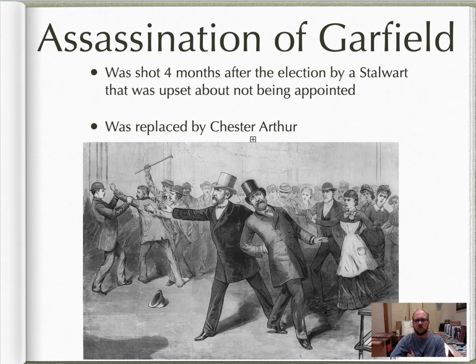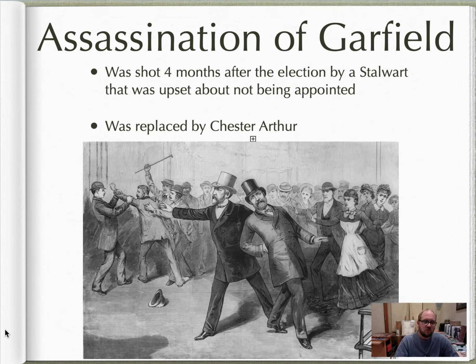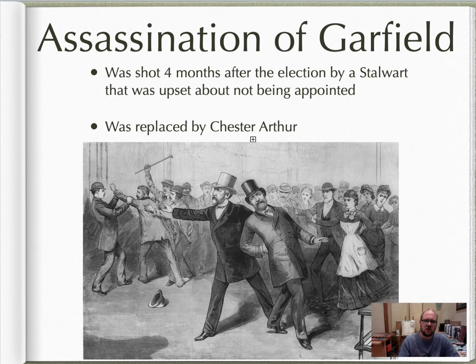Early on in Garfield's presidency, he will be shot by an individual who thought he was slighted by not getting a government appointment. He was shot on a train platform, and he will be alive for several months. He was shot 4 months after an election, and he will be alive for another 4 or 5 months. Most likely, the reason why he died was not because of the gunshot wound, but because of the doctors constantly using bad sanitation techniques and probably causing Garfield to have a worse infection, causing him to pass away. So really nothing on Garfield's agenda was accomplished.